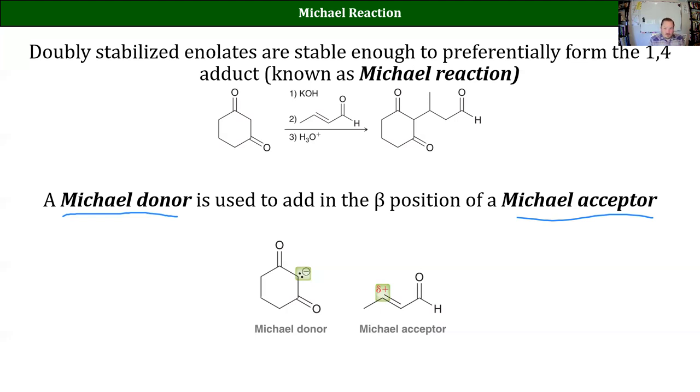The Michael acceptor is the one that's getting the extra electrons added to it, that's being attacked. We're talking about donor of electrons and acceptor of electrons in this context.